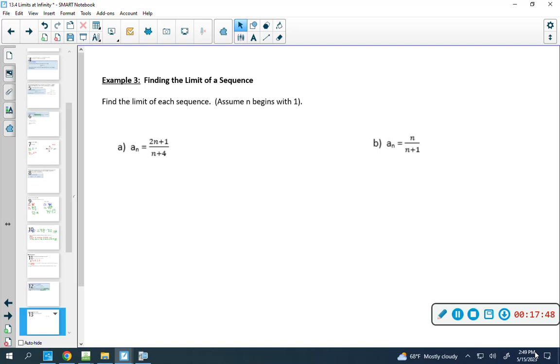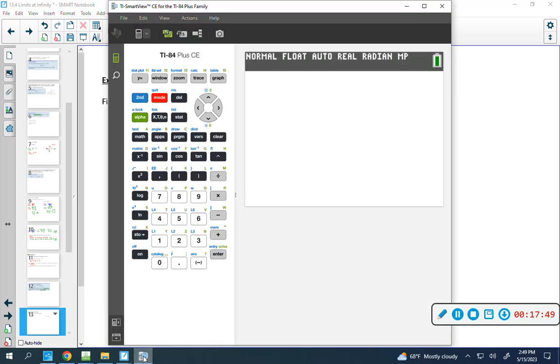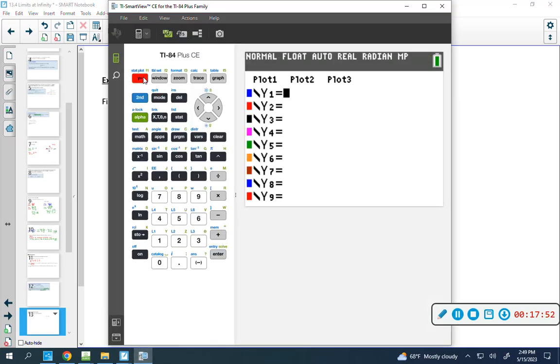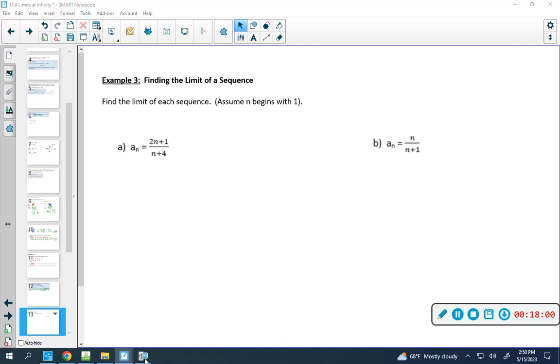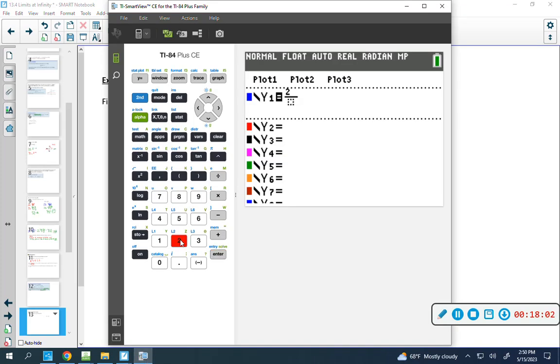So I'm going to y equals here. Of course, I'm going to use x. I'm not going to switch to n. I'm going to do the alpha y equals to pull up that horizontal fraction bar. And I already forgot, what is it? 2n plus 1 over n plus 4. So 2x plus 1 over x plus 4. Now, here's the nice thing. This is why I'm showing you this too.